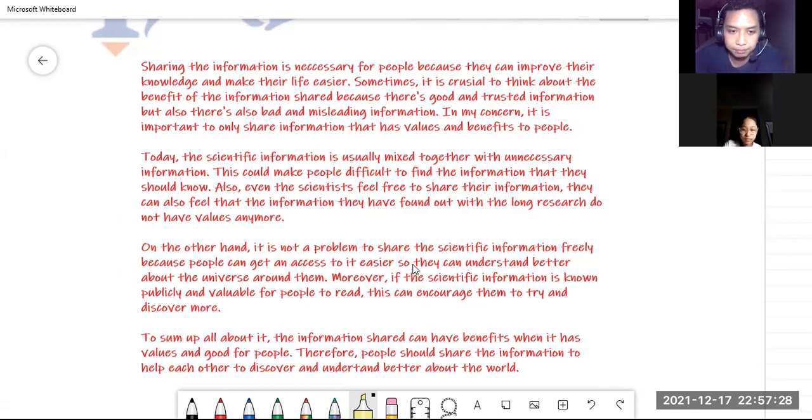My first question is, why do you think that sharing the information, or why do you think you can only share valuable information that can benefit people? Why do you think it's important to only share valuable information? I think that when sharing the valuable information that has benefits, it will help people to improve their knowledge or their way of life. And sometimes the information will help them to discover and understand more about the world and universe. Okay, very good.